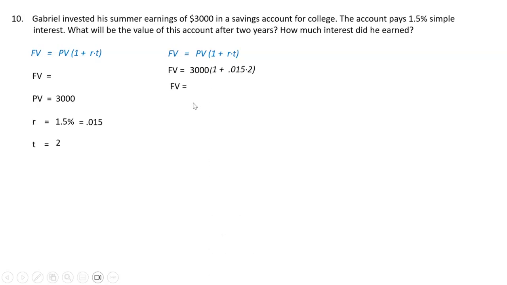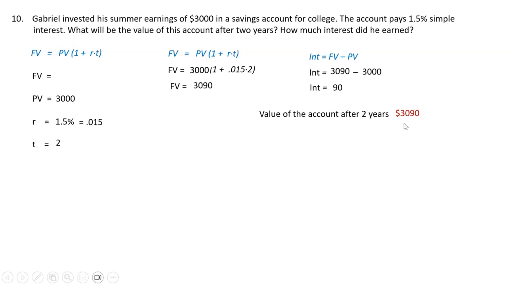And we use a calculator. So it's going to come to 3,090. So in 2 years, the account grew by $90. Right, so to find how much interest he earned, we subtract the future value minus the present value to find the interest, which will be $90. So the answer for the first part is $3,090. For the second part, how much interest, it will be $90. These are the answers for both parts.